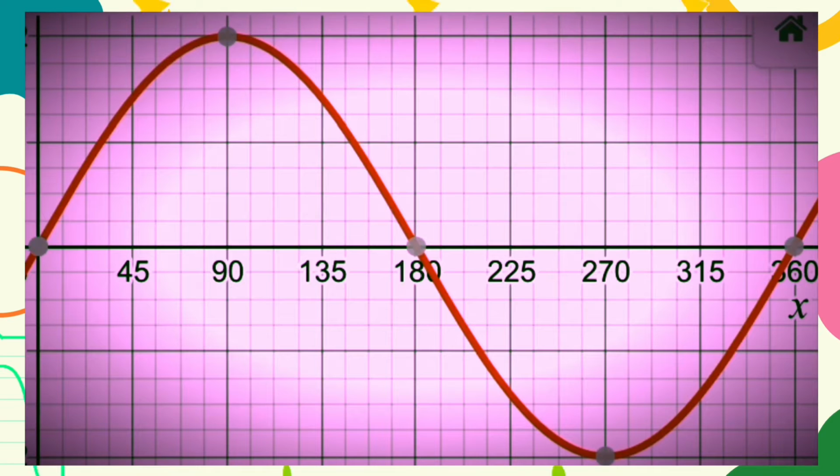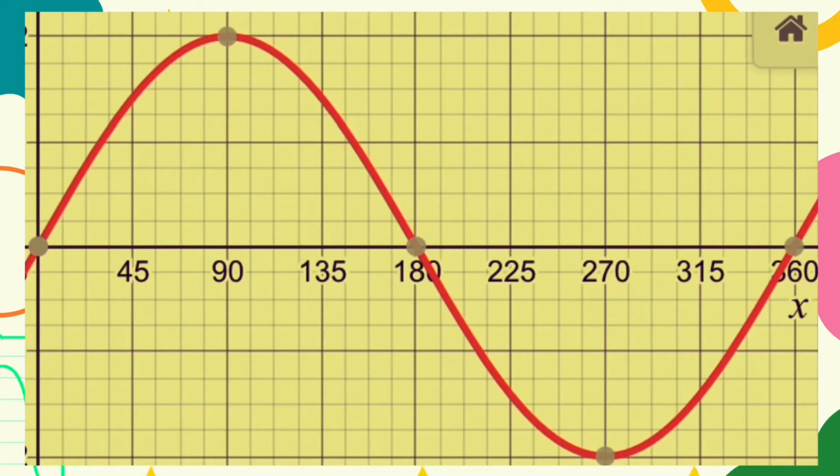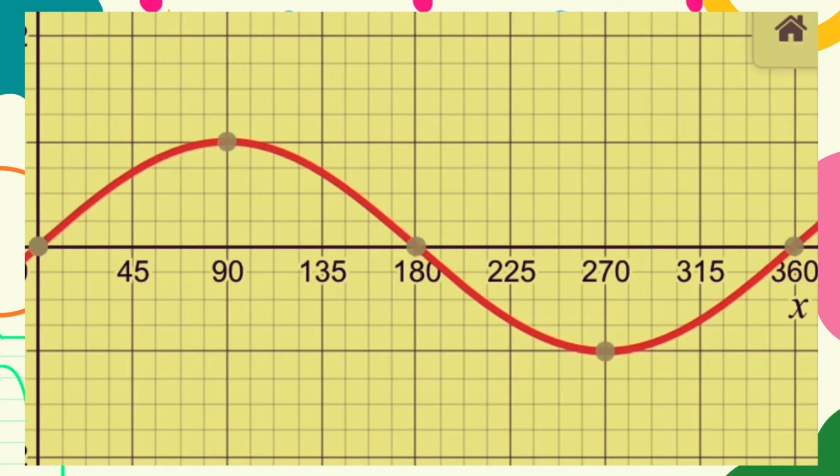Hello everyone, today I would like to teach you all how to sketch the sine graph. So this is 2 sine x, the amplitude is 2. If I change to 1, you can see the maximum point now is at 90 degree, 1. The 1 and negative 1 is actually showing the range of the sine graph.